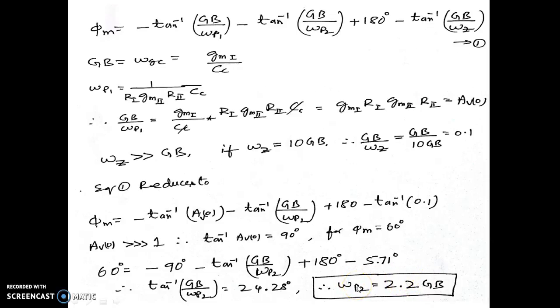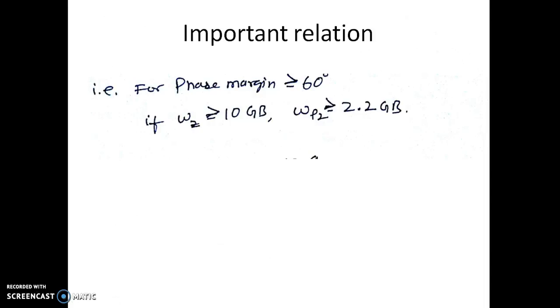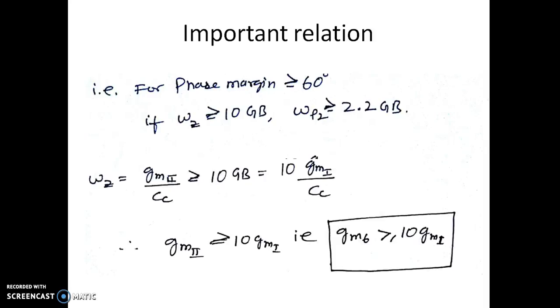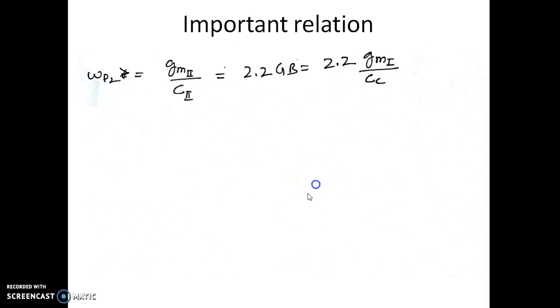Now we are trying to locate the second pole, that output pole, which is at 2.2 times the GB. That is, for a phase margin greater than or equal to 60 degrees, the omega z, the zero of the transfer function, should be located at least 10 times greater than GB, whereas the second pole, that is omega p2, should be located greater than or equal to 2.2 times GB. So we know that omega z is given by gm2 by Cc, so that should be greater than 10 times GB, where GB is now represented by gm1 by Cc.